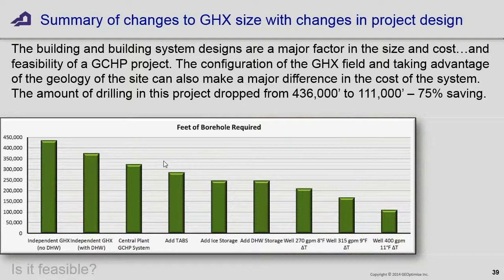And looking at the summary of the changes, we started out at about 430,000 feet of drilling. By the time we got down to about 400 gallons a minute, if we had that available, we'd drop it down to about 100,000. So it's about a 75% reduction in the size and the cost of the ground loop. That's kind of what I mean by optimizing the system, looking at the different options. What can you do on that site with that specific building?